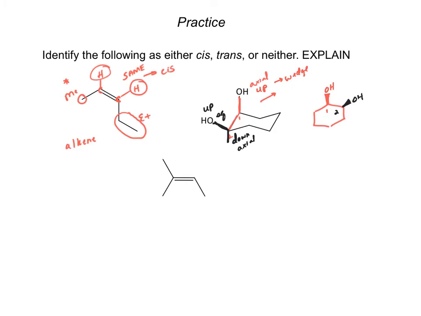Because of that, they're both up, meaning they're both on the same side of the ring, which means they're cis with respect to one another. So this would be a cis isomer.